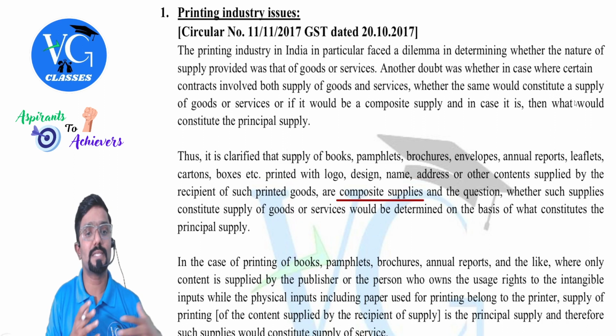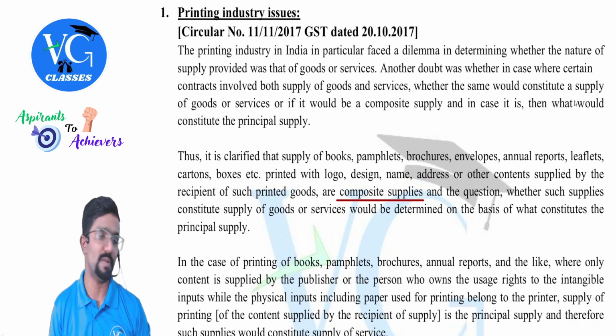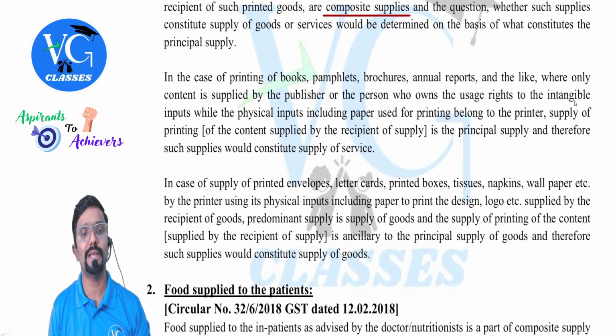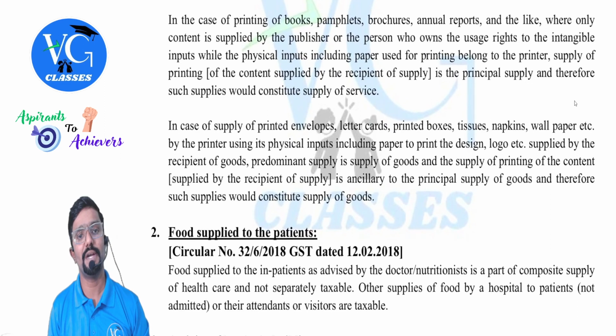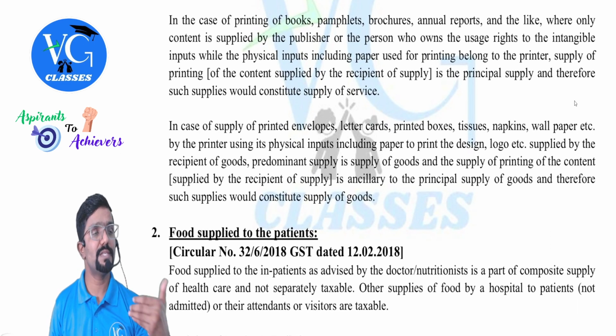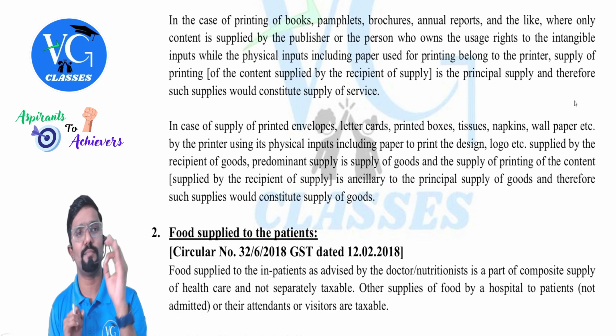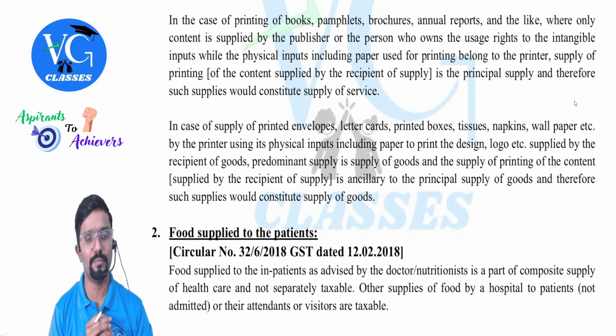And the question whether such supplies constitute supply of goods or services would be determined on the basis of what constitutes the principal supply. They are telling it is a composite supply, but they are telling us to decide which one is the principal supply. Okay, fine. So there are two categories here, guys. Please observe, because there is a small difference between both.